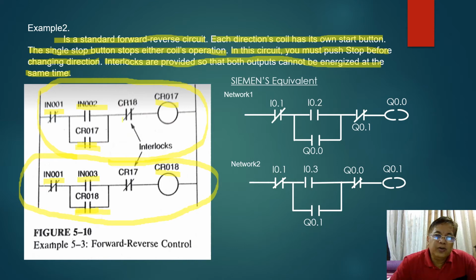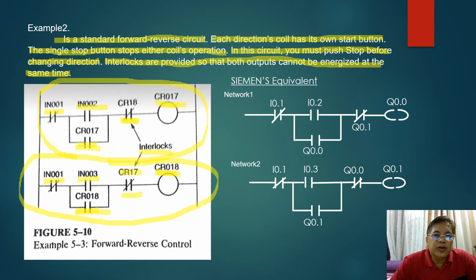Now, this one here is also the internal contact of CR018, which is normally closed. And we call this the interlock. And then, for CR017, there is also another internal contact here, which is a normally closed contact, and this is again an interlock for your reverse operation.